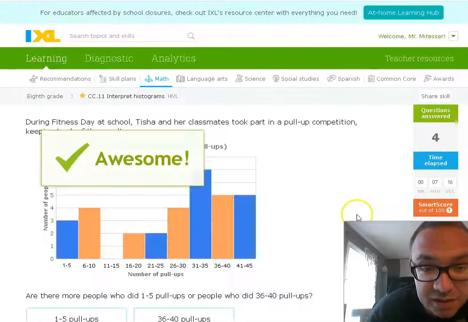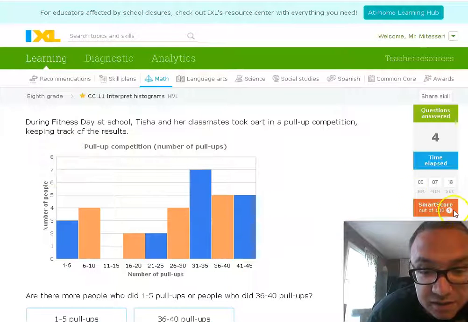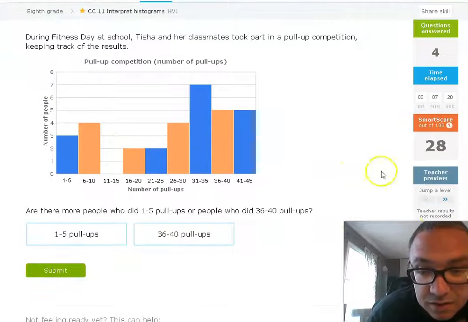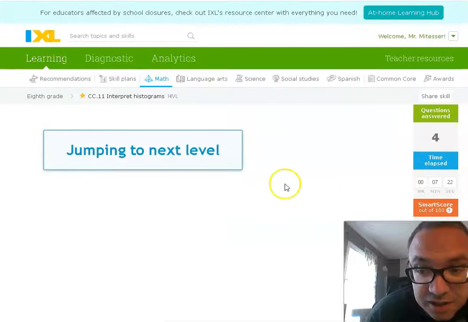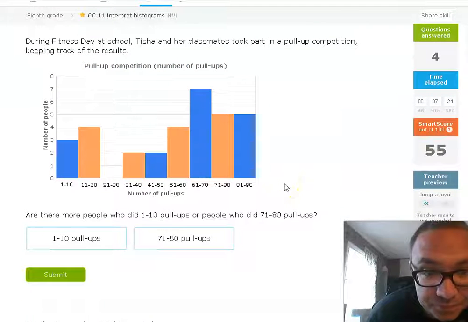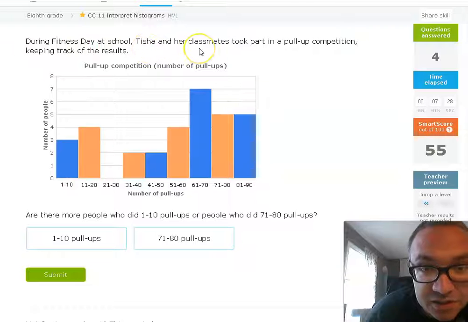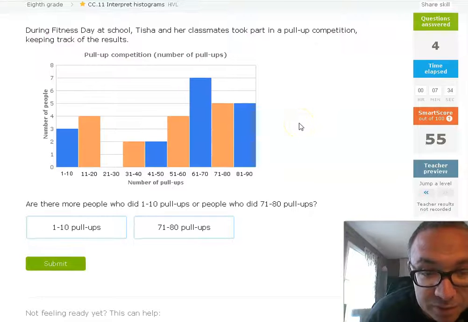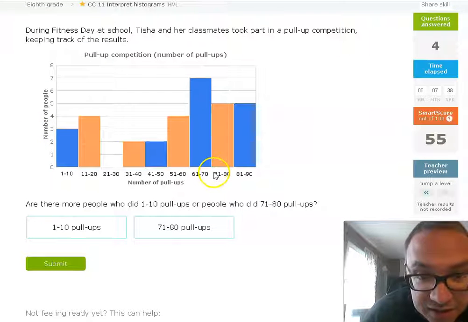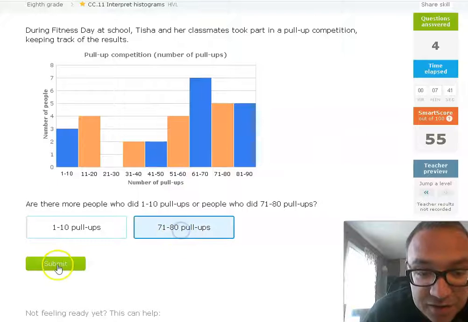And then let's move up a level to see some other questions that you might get. During fitness day at school, Tisha and her classmates took part in a pull-up competition, keeping track of the results. Are there more people who did 1 to 10 pull-ups, or 71 to 80? And it was 71 to 80. Okay, that one's not bad.